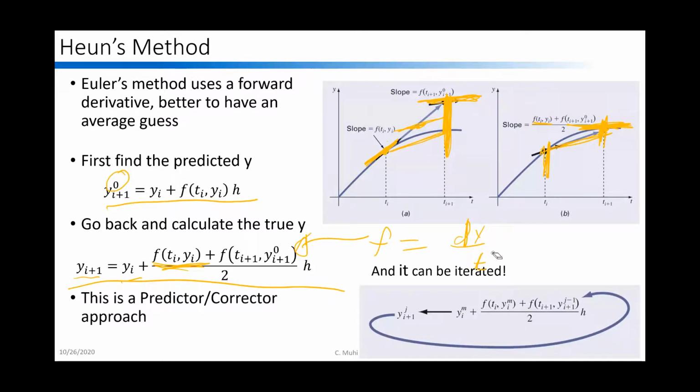Additionally, this can be iterated, right? I can do this multiple times. I can go in, calculate my y_{i+1} from Heun's method, and then say, does that match this initially predicted y_{i+1}, using some sort of error? If the error is large, well, I can just go in and predict again. I'm going to do this again, and we can do it again and again until the error between one step and the next is quite small.